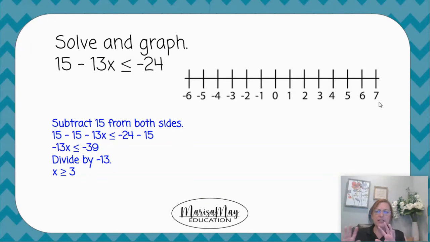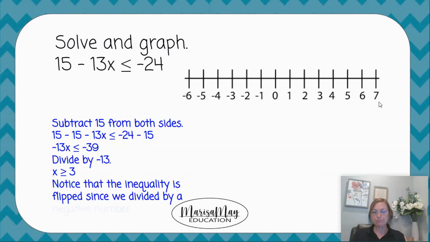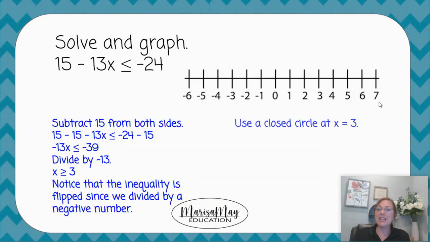So now let's focus in on the graph. How do we graph this? Well, because there's an equal to underneath that greater than symbol, we have to use a solid circle, a closed circle at 3. It looks something like that.